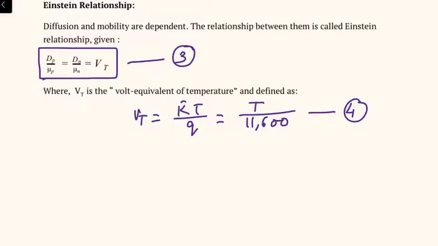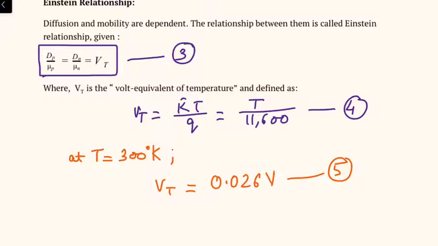If we calculate the value of the volt equivalent Vt at room temperature, that is at T equal to 300 degrees Kelvin, Vt is given as 0.026 volt. So if we know the value of Vt and the value of the mobility μp, then we can find out the diffusion constant, the remaining parameter.